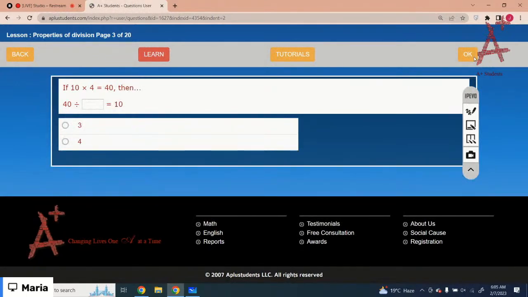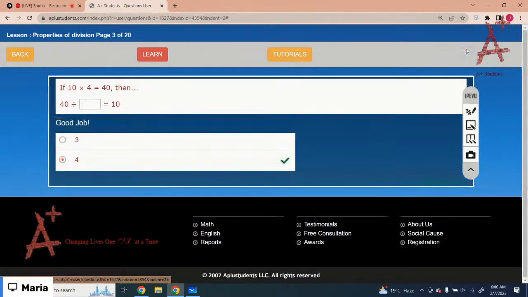Okay, the next one is 10 times 4 equals 40. Then 40 divided by what number equals 10? So which is the correct option? What number is missing? Yes, the missing number is 4.